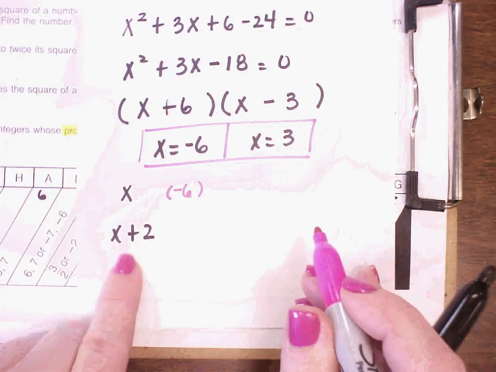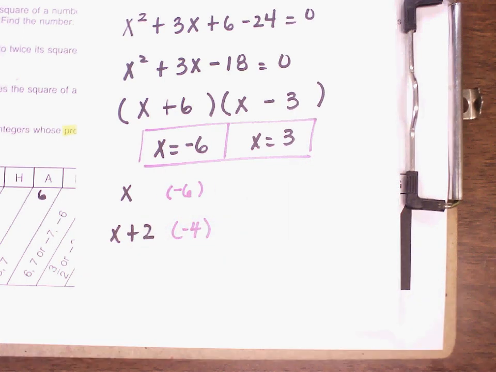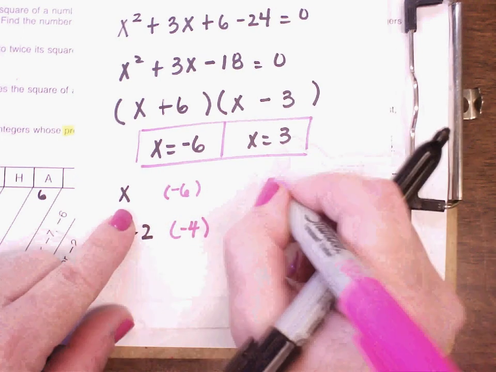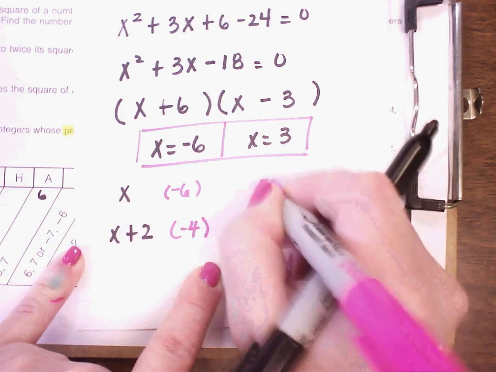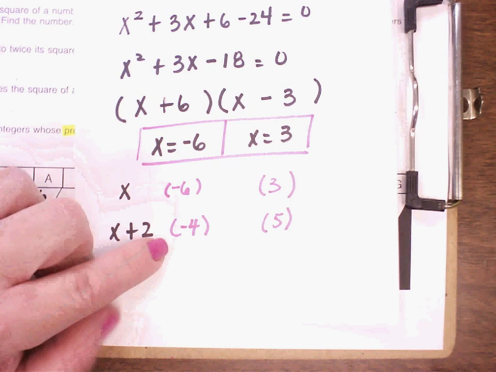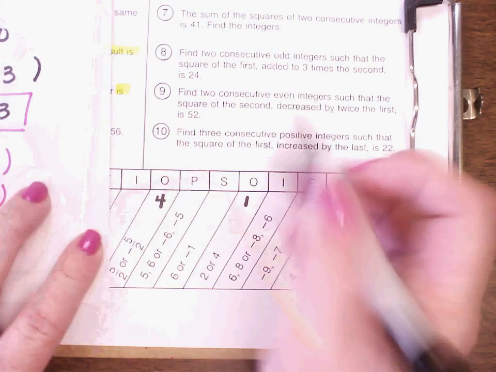So it could be negative 6. Negative 6 plus 2 would be negative 4. So that's a combination, right? Or it could be 3 and 3 plus 2, I just told you, 5. So it could be negative 6 and negative 4, or 3 and 5.